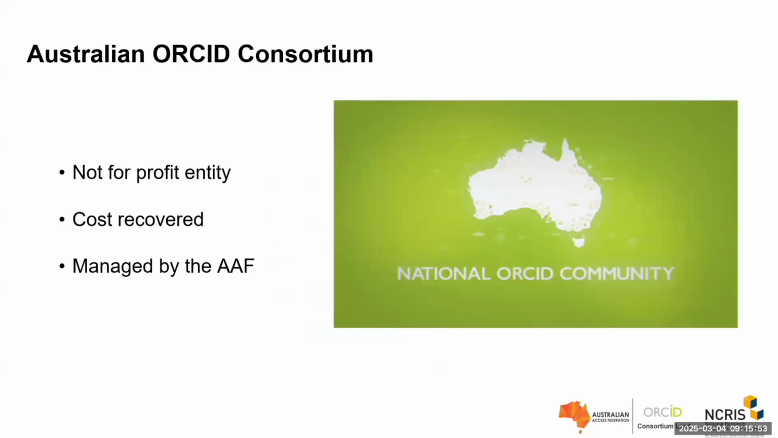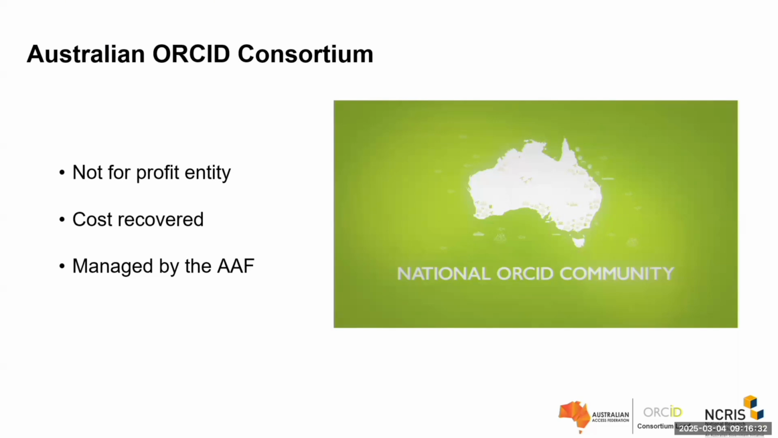Now, the Australian ORCID Consortium. ORCID is a global non-profit organization with a presence in most countries around the world. As you all know, the Australian Access Federation runs the identity federations. We also lead the Australian consortium, which was established in 2016. It is a non-profit, managed by AAF and cost recovered. It runs on a membership basis.